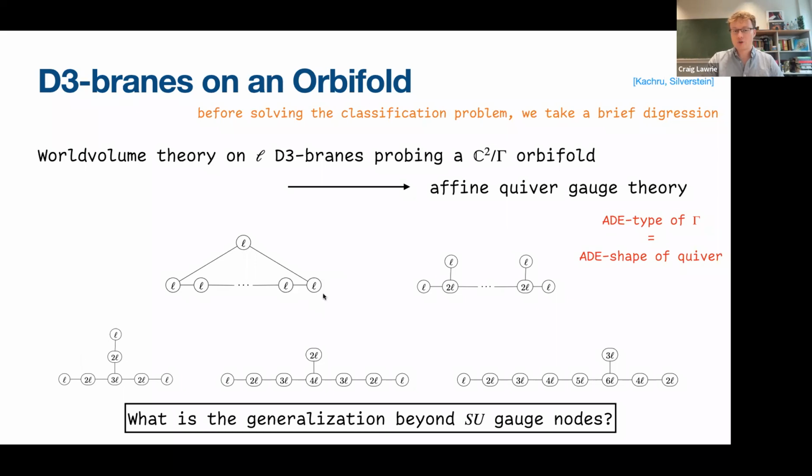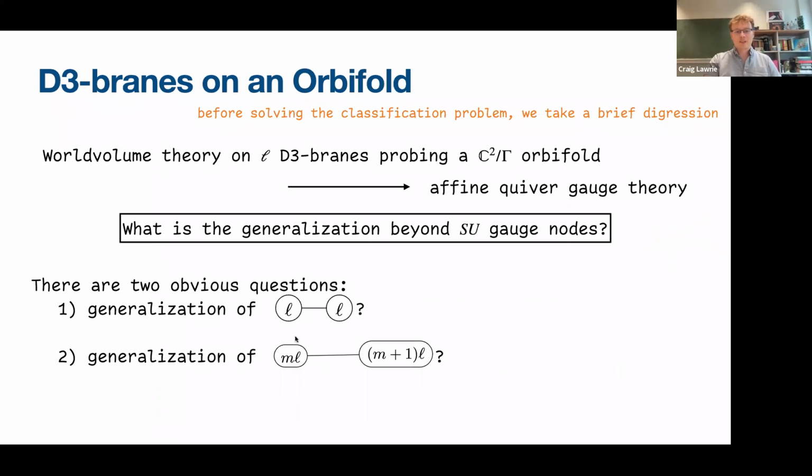Okay, so it's easy to ask, what is the generalization of these kinds of quivers beyond just considering SU gauge nodes? If I ask that question, there are two things where you look at these pictures and say, well, I don't know what that means outside of the context of SU. One of them is, what is the generalization of the bifundamental hypermultiplet between two SU nodes? And the other is, what does it mean to take an SU(2) and have it be next to a gauge node which is an SU(3)? If I replace SU(2) with E8, what on earth is the thing that goes next to it?